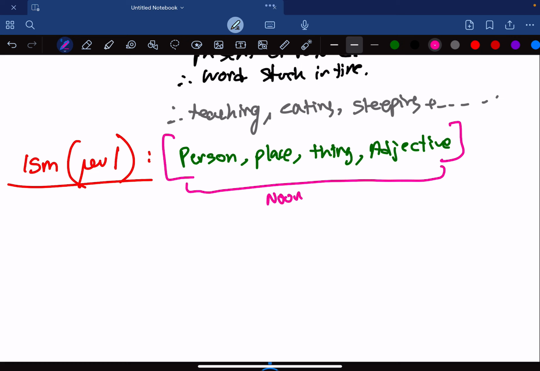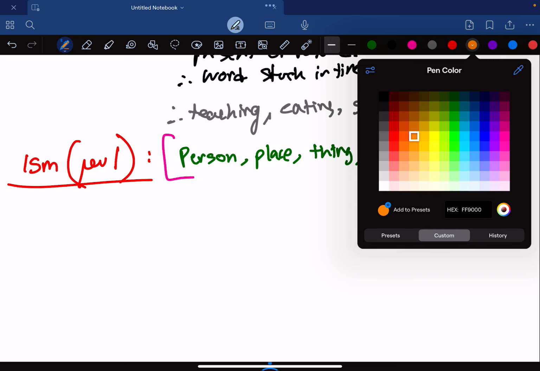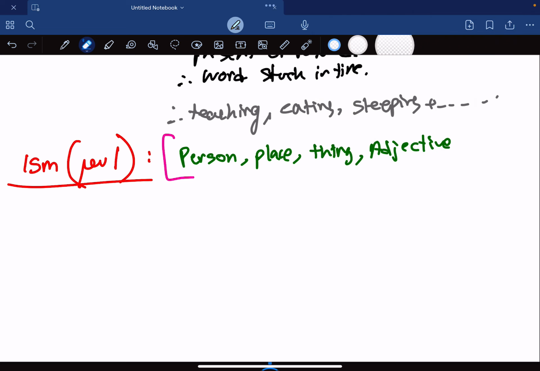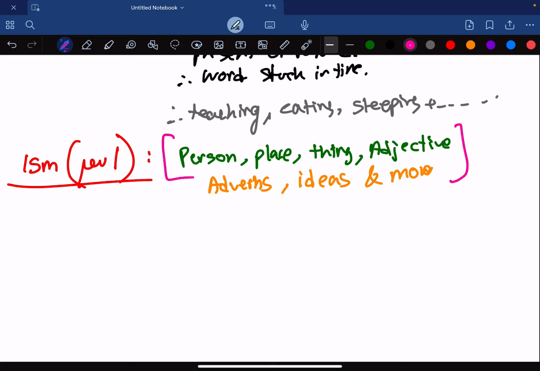They're called nouns. Now you might be like, okay, if ism means this, then it's got to be a noun. Well, technically you're right, but again you're wrong. How come? It's not just person, place, thing, or adjective. It's more. It's adverbs, ideas, and more. Now, what is this adverb, ideas, and more? We will come to this in a bit. In fact, I'll give you an example of each and every one of them, okay?